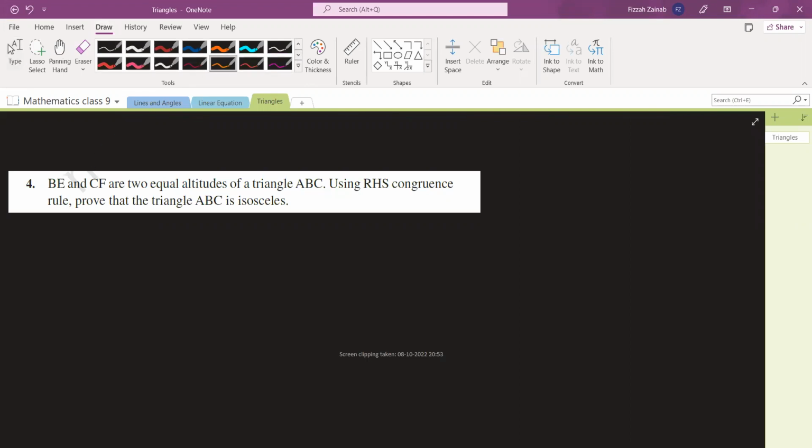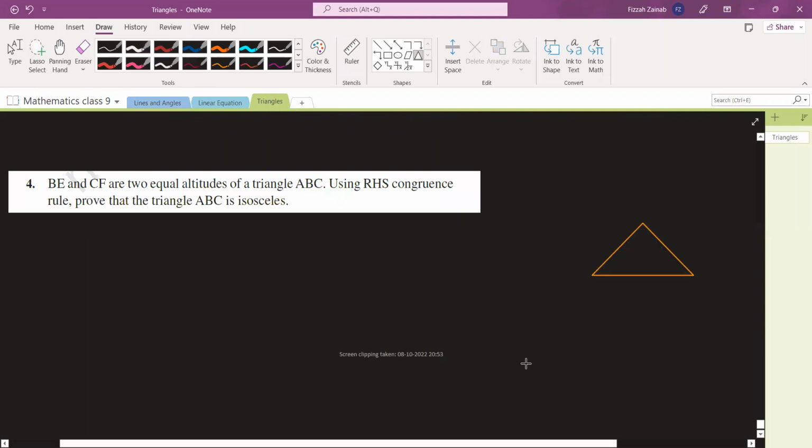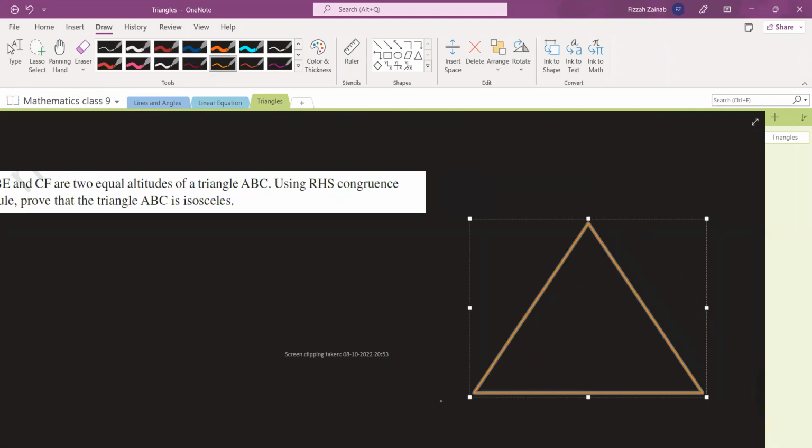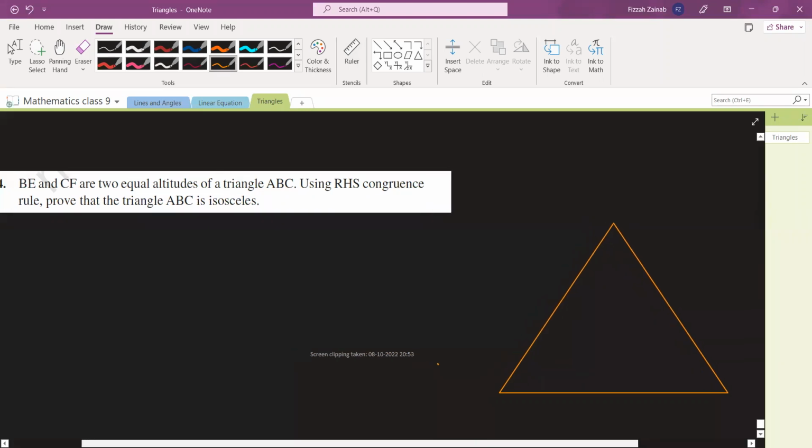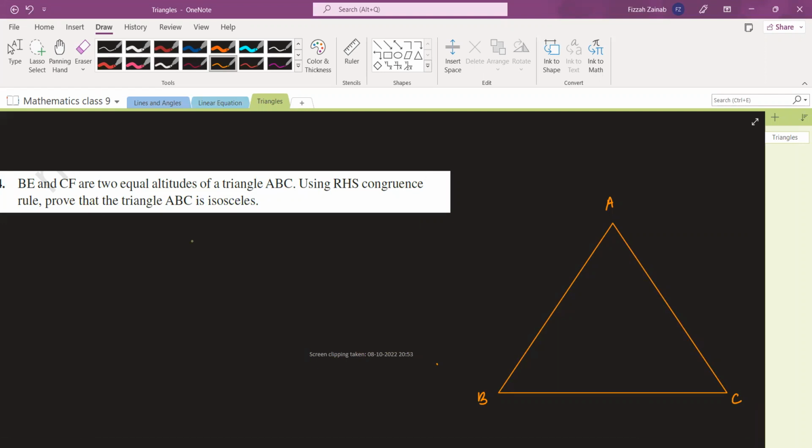Okay, BE and CF are two equal altitudes of triangle ABC. So there's a triangle ABC if you draw, right? Now, what is it saying in the question? A, B and C, right? BE and CF are two equal altitudes. So there's an altitude from here. I call it E. Altitude means this angle is 90 degrees, correct?